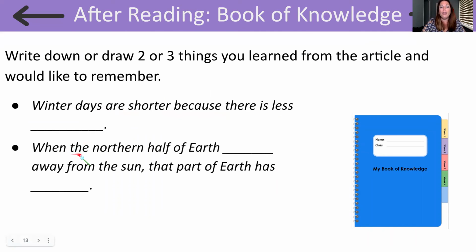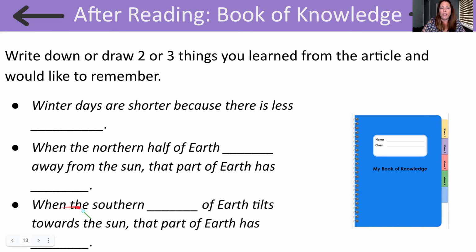or when the northern half of Earth tilts away from the sun, that part of Earth has, or when the southern half of Earth tilts towards the sun, that part of Earth has. Pause the video now to jot down those 2 or 3 things that you learned from this article.